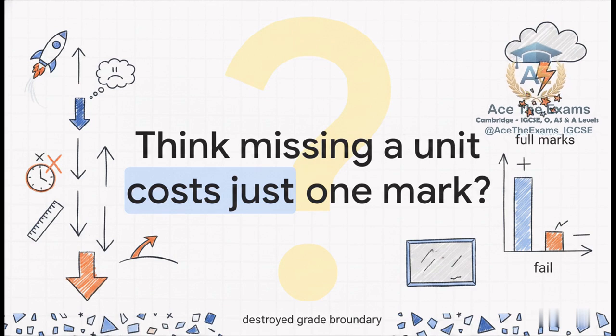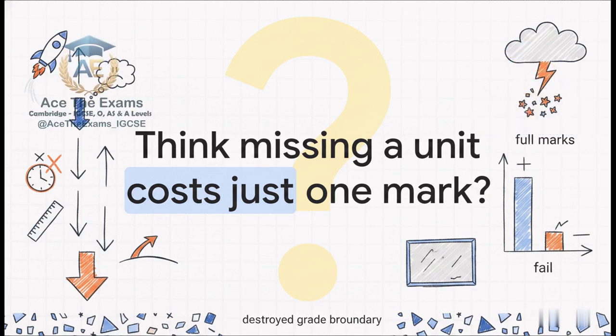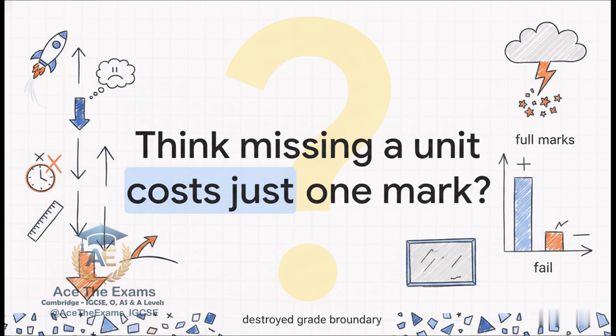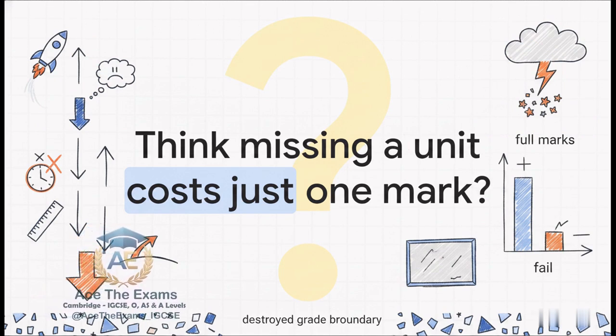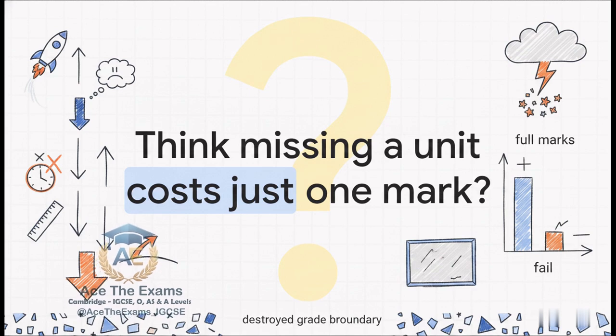Missing or wrong units in a multi-step measurement question cascades. It can cost you your final answer mark, and worse, it completely destroys your error carried forward marks. Suddenly, one missing letter just wiped out an entire grade boundary.